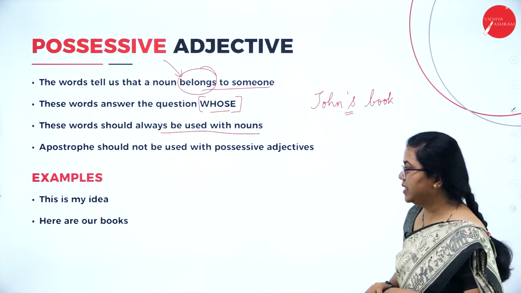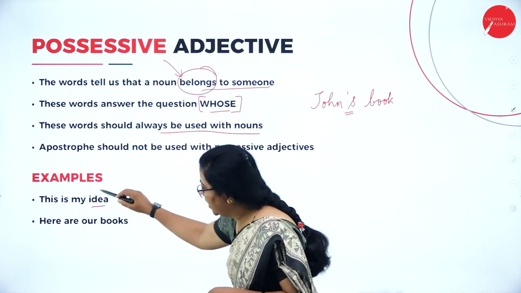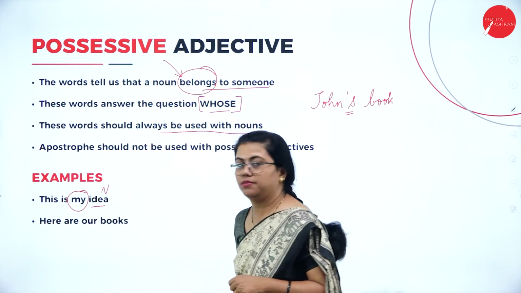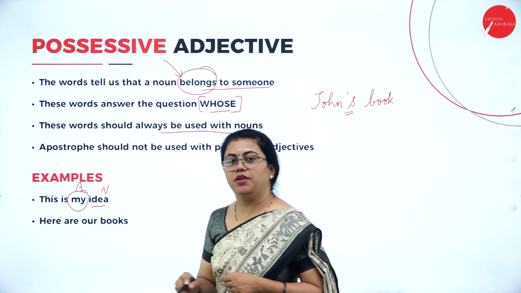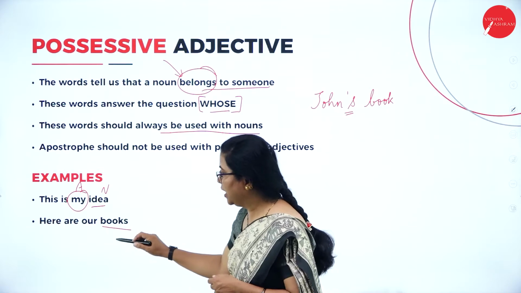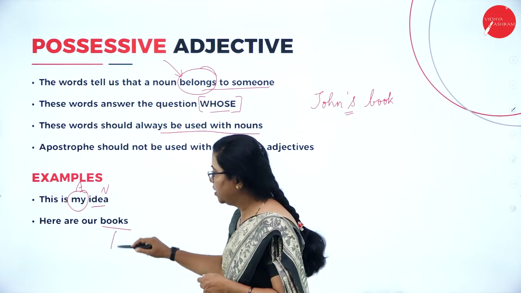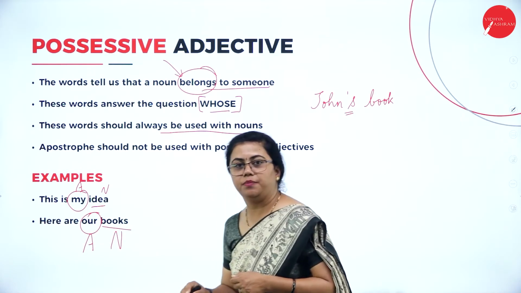Let me tell you a few examples. This is my idea. So this idea belongs to this person. My idea. So my is the possessive adjective here. In this example, here are our books. So here are our books. Books is noun. Our is the adjective here.